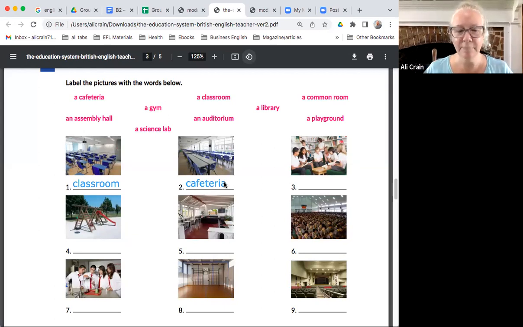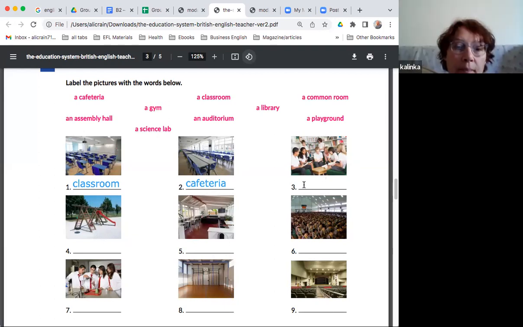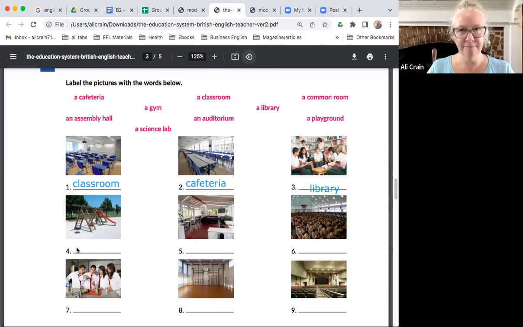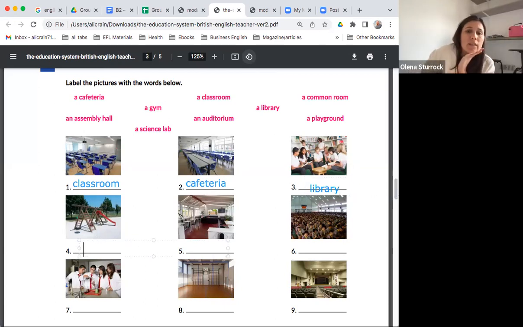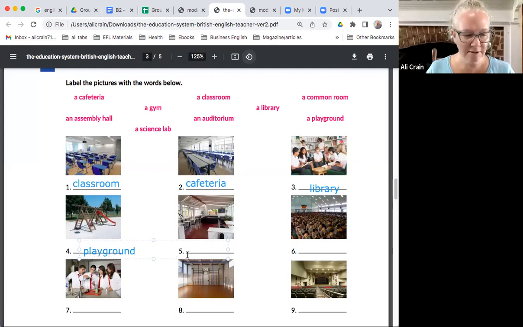Okay, number 3. Does anyone know what this picture would be here? Library. Good. All right, number 4. Playground. Good.